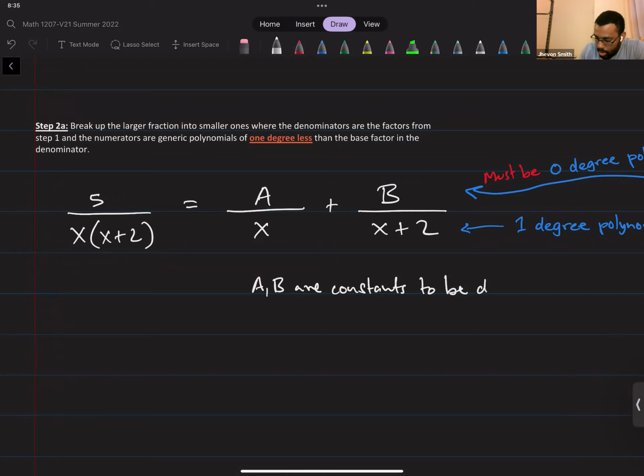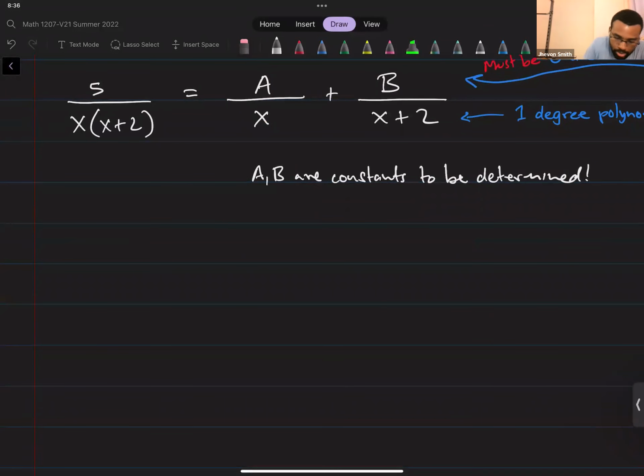That we will determine later. Okay, but that's it. That's step two, part A. That's all, right? Once you get into the position where you factor the denominator, you're going to break this up into smaller things. So I'll give you another example.